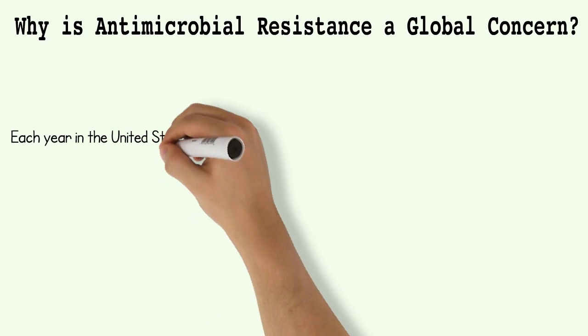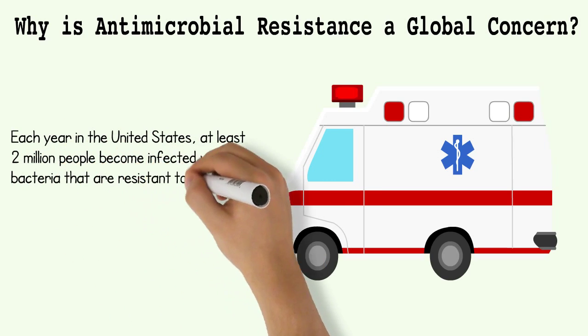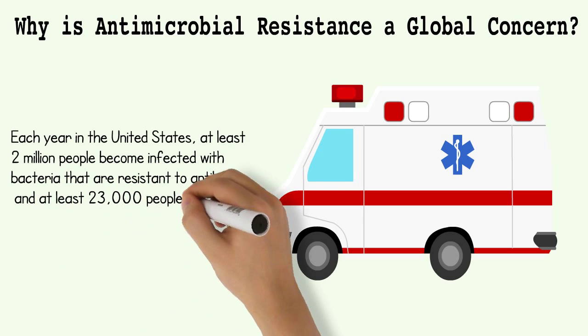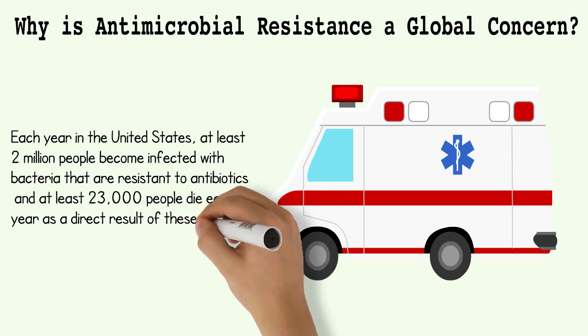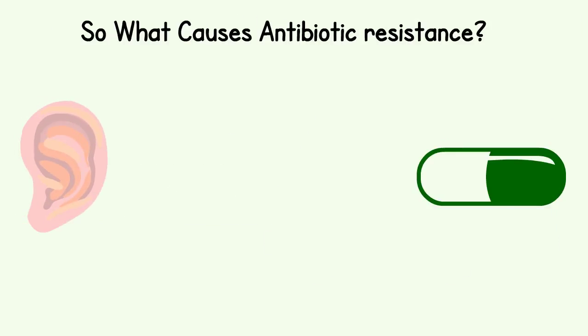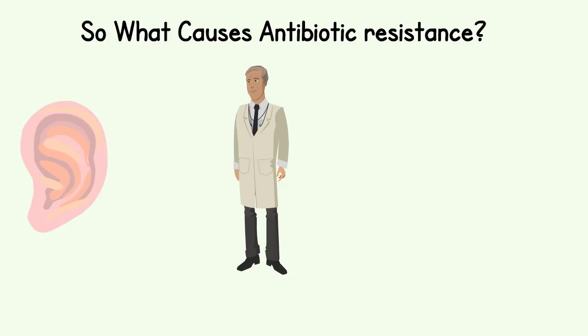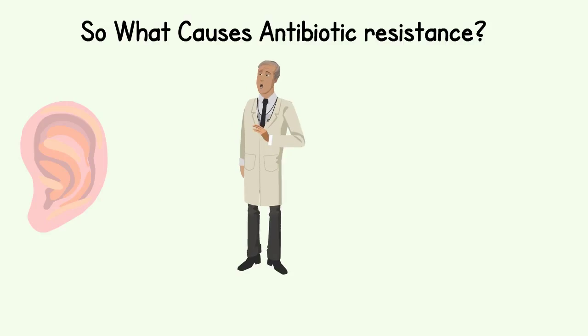Each year in the United States, at least 2 million people become infected with bacteria that are resistant to antibiotics, and at least 23,000 people die each year as a direct result of these infections. Many things cause antibiotic resistance, but the most common is using antibiotics when they are not needed and not taking antibiotics at the doses and times that a doctor prescribes.